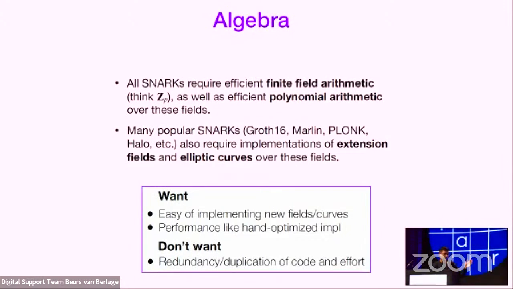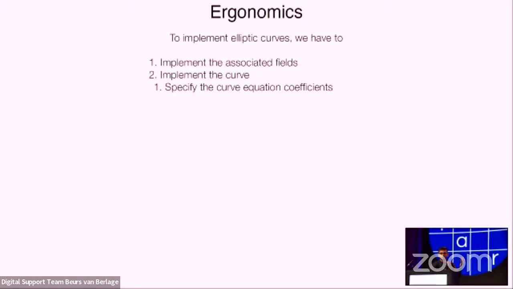Okay, without sacrificing performance, you still want very high performance, which is equal to what you would have gotten if you wrote it from scratch, optimized for your curve. Okay, and we want to do this without duplicating effort. We don't want to have to implement short Weierstrass point addition again and again and again. All right. So let's see how we can do this by focusing on the particular example of implementing an elliptic curve. So to do this, we have to first implement the associated base field and scalar fields, and then implement the curve itself, which involves specifying the curve equation coefficients and the cofactor and the subgroup generators.